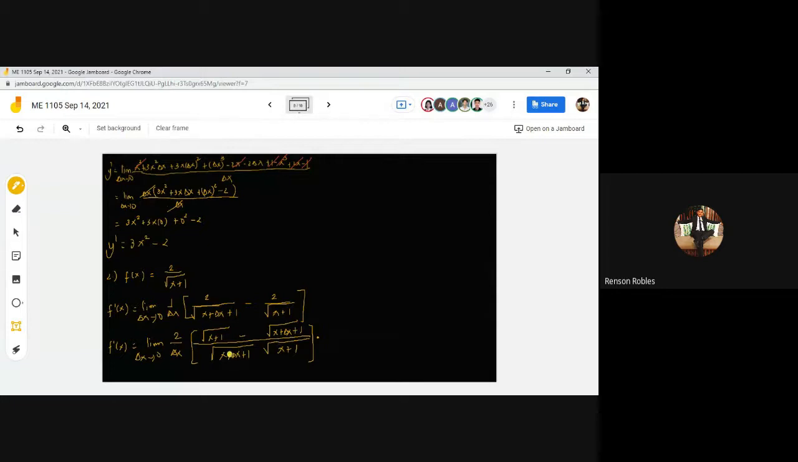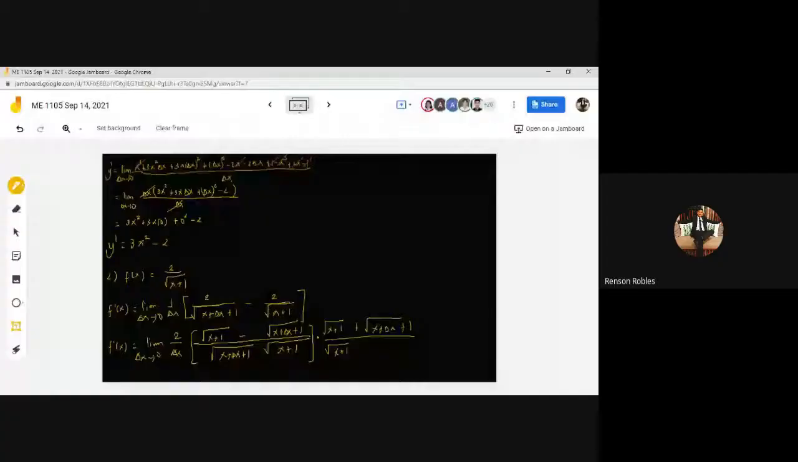You multiply both the numerator and denominator by the conjugate of the numerator, sorry, because it contains square root. All over the same thing, the square root of x plus 1 plus the square root of x plus delta x plus 1. Now, kung may 2 dito, what will be the conjugate? What will be the multiplier? Still, maglalagay ka ganun dito. Okay. Maglalagay din po. Okay.